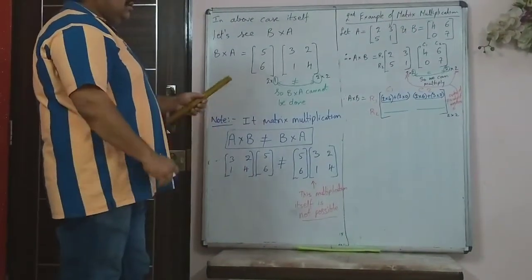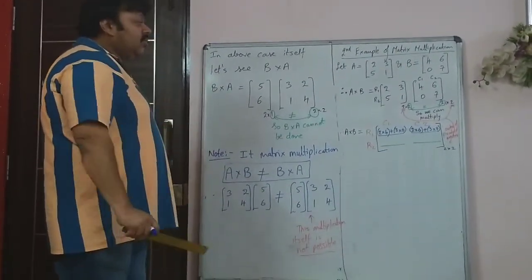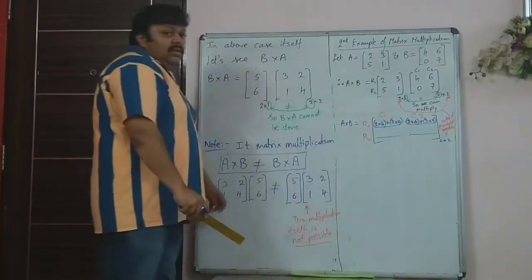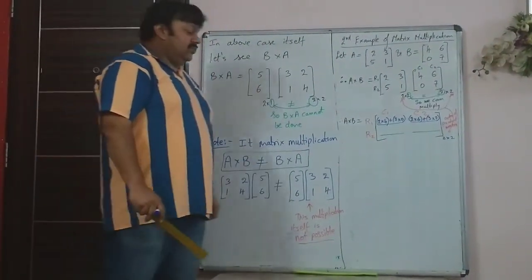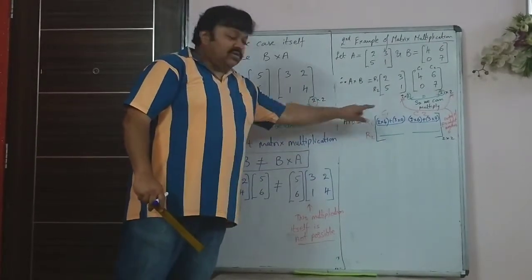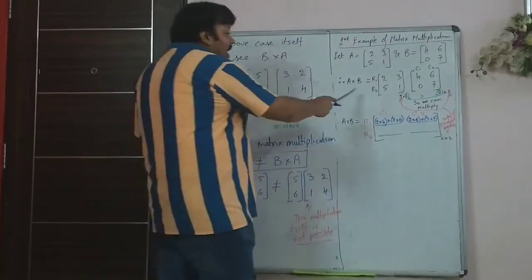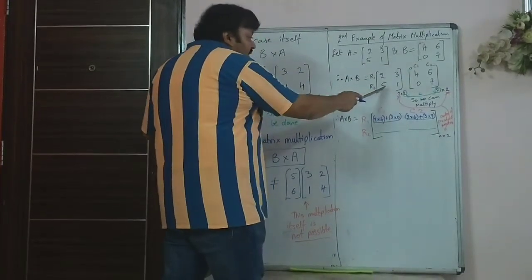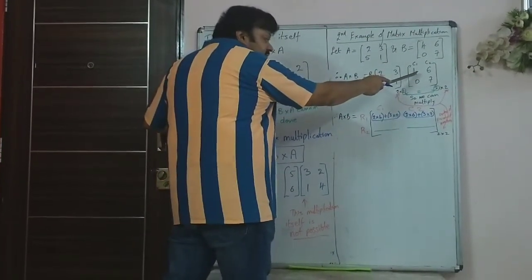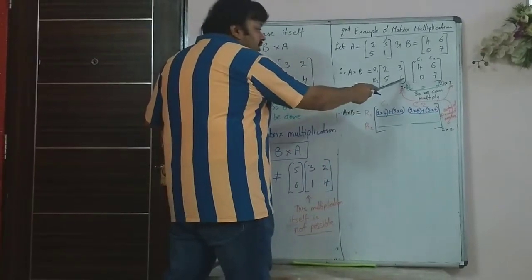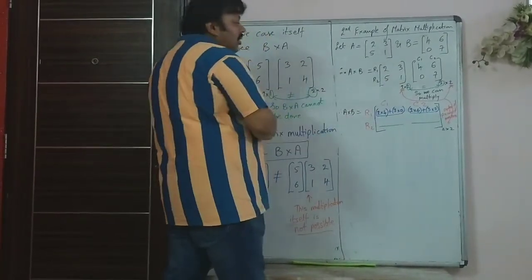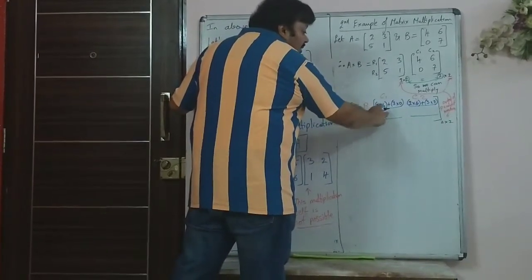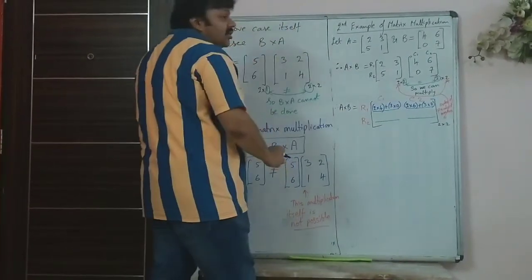So that is R1 with C2. Next is this position. What is this position? R2 C1. So R2 C1, first with first, plus second element with second element. So by writing this, I am able to specify which position it is.